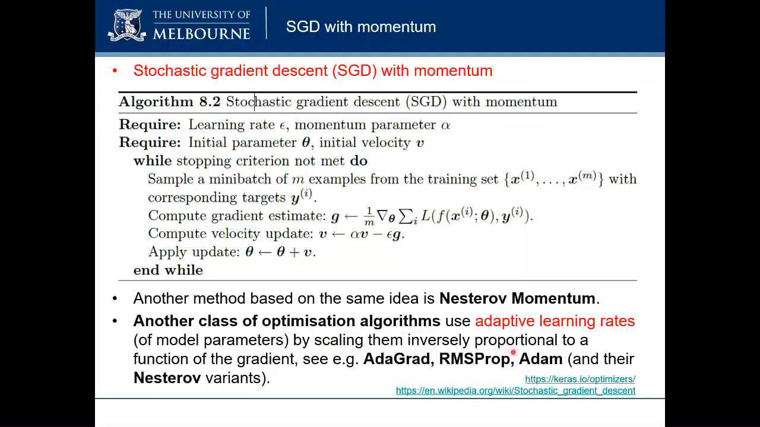You can scale them inversely proportional to a function of the gradient. So how am I going to change my step size? They come up with a bag of tricks essentially to make it proportional to a function of the gradient. When my gradient decreases, that's an indication of being closer to the solution, therefore maybe I should decrease my step size. So they create all these proportionalities, and there are a bunch of them: Adagrad, RMSprop, Adam, and Nesterov momentum variants. There are all these different optimizers that are available and possible to use.